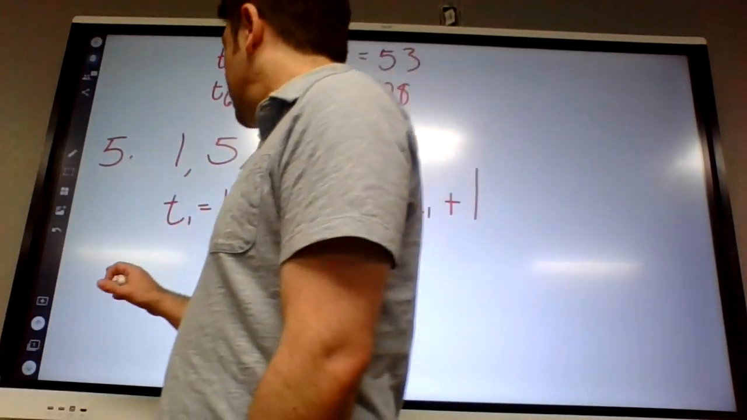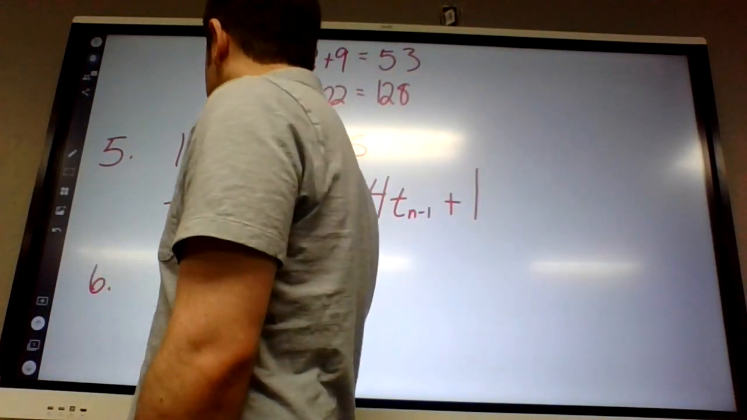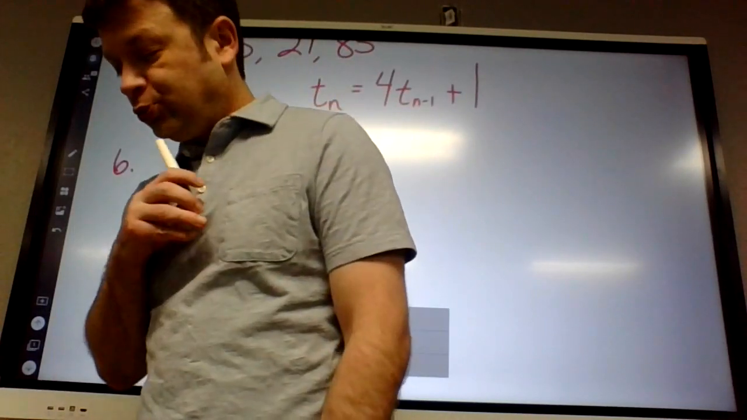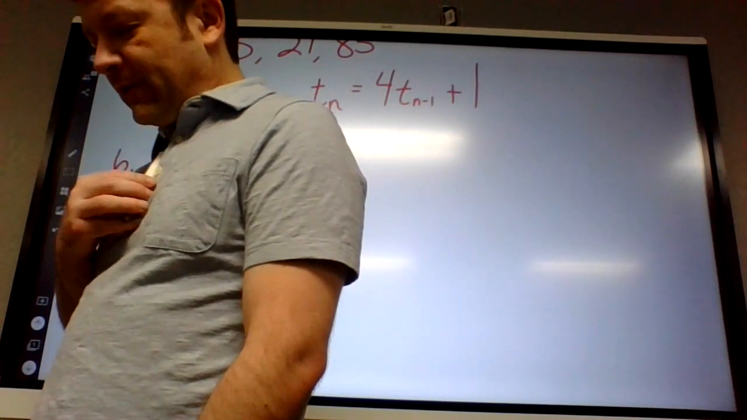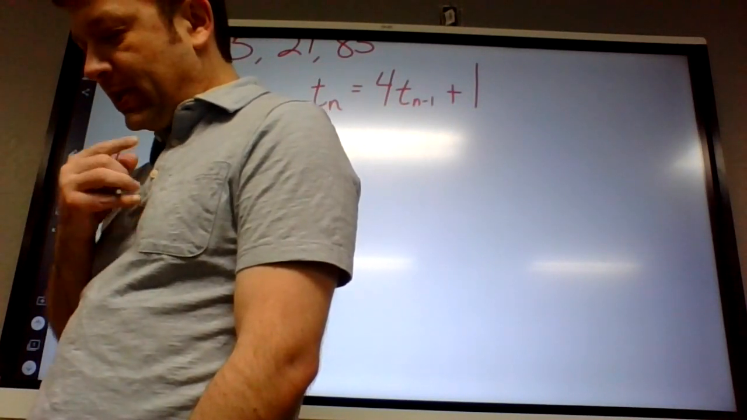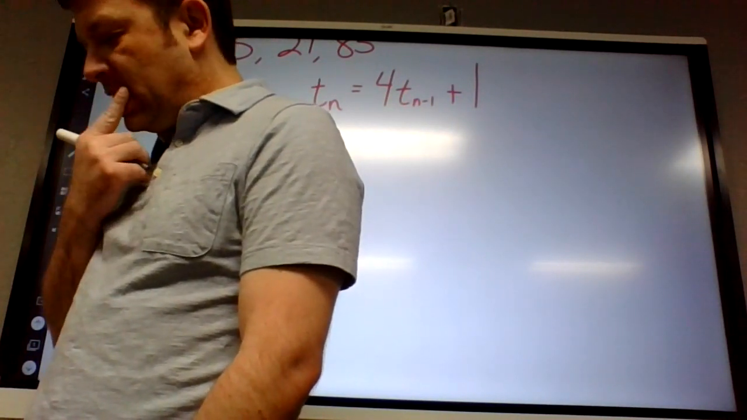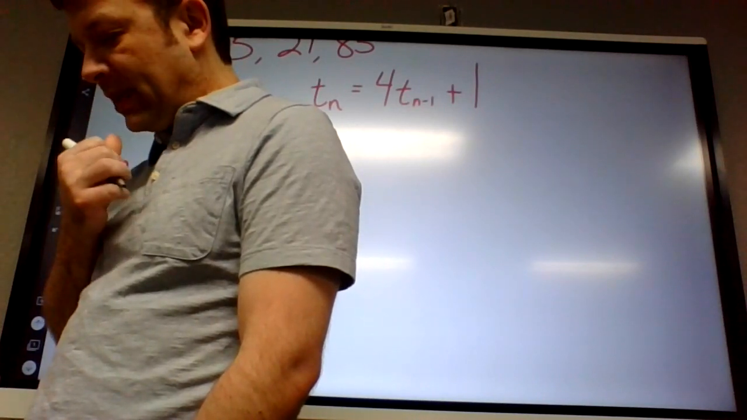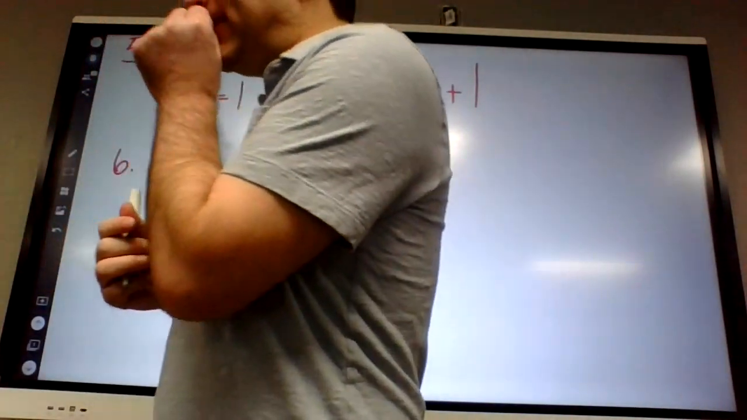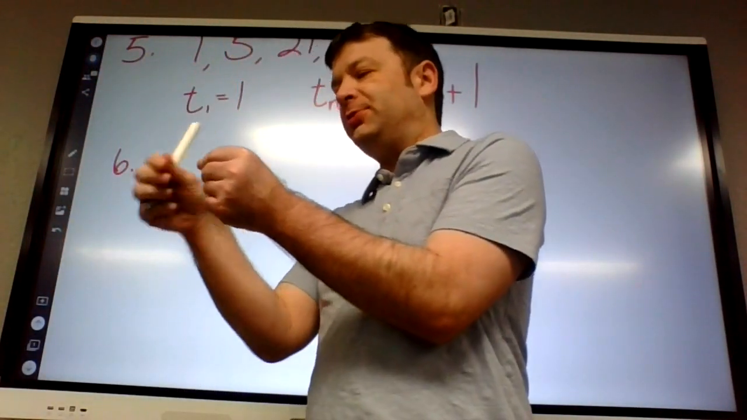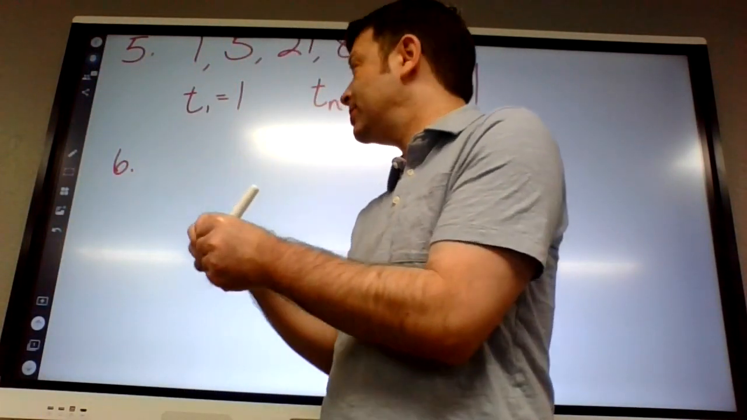Okay, number 6. Find the sequence of positive 3-digit integers. This one's kind of weird. Ending in 4. And find an explicit formula. Explicit formula just meant like what we did on number 1, just using n, not t sub n minus 1.